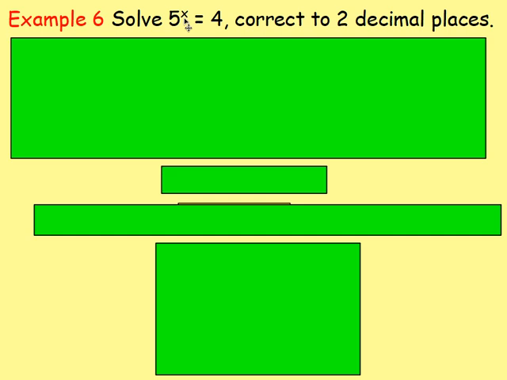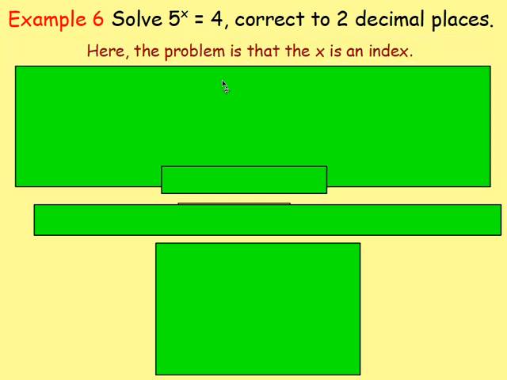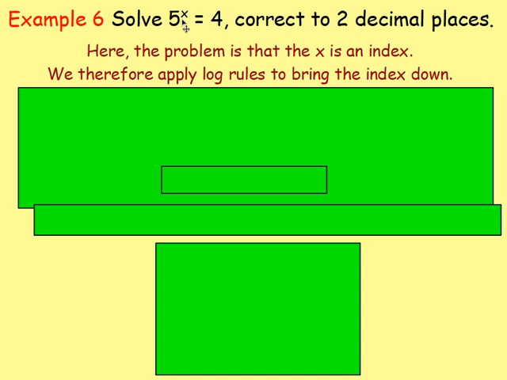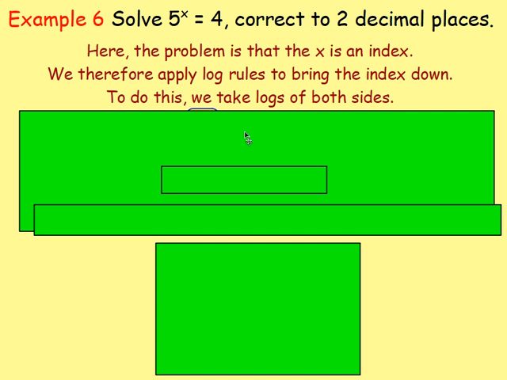When we did this in the very first lesson in this chapter, it was just using trial and error to work it out. But here is how you would solve it using logs. So the problem is that x is an index. What we really want to do is have it not as an index. So we can apply our log rules to bring this index down. To do that, we need to take the logs of both sides. To apply the log rules to bring the index down, we first need to involve logs. So take the log of both sides.